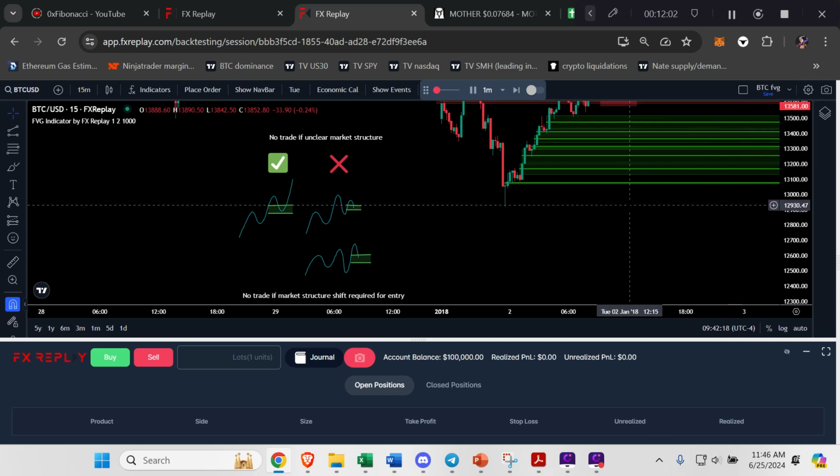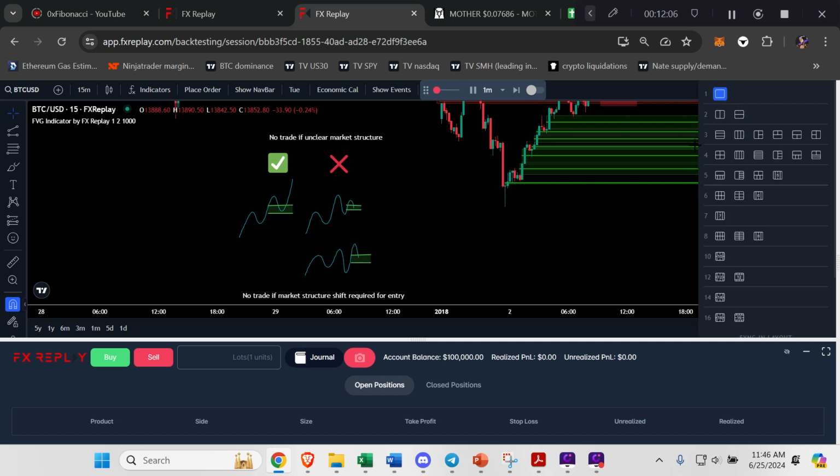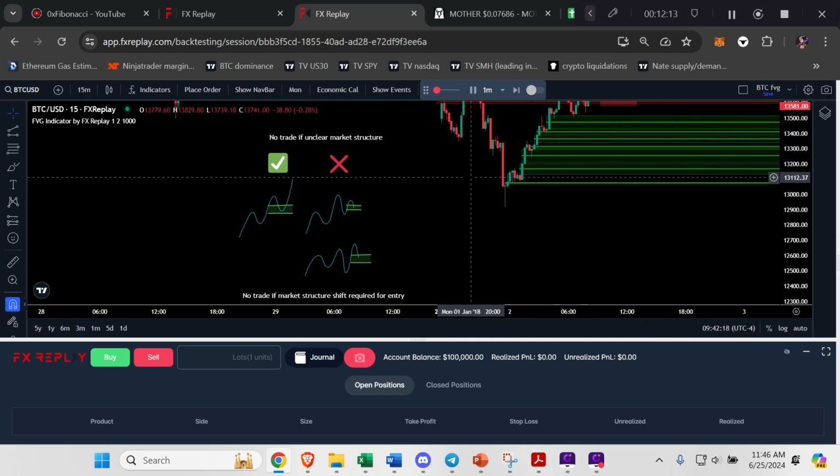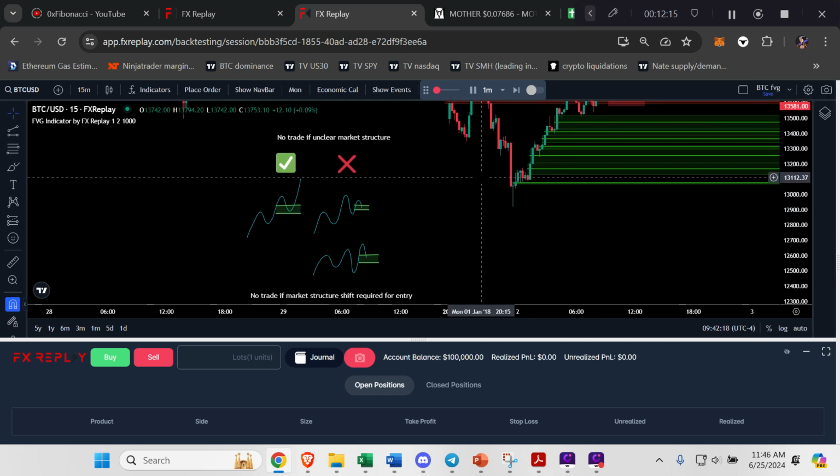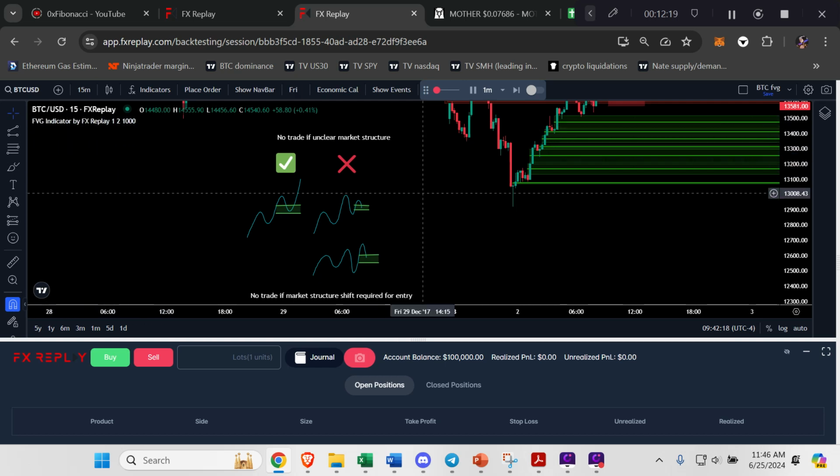I'm not using it in this example, but if you have a strategy where you want to look at multiple screens at once, they have this layout thing. You can put two screens back to back or whatever you want. So with that, for indicators, the only thing I added on this one is this fair value gap indicator.